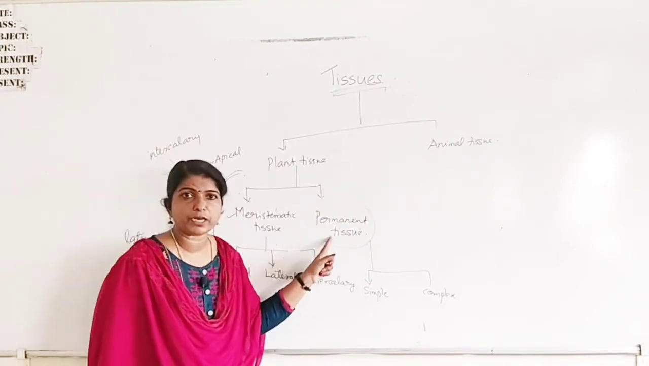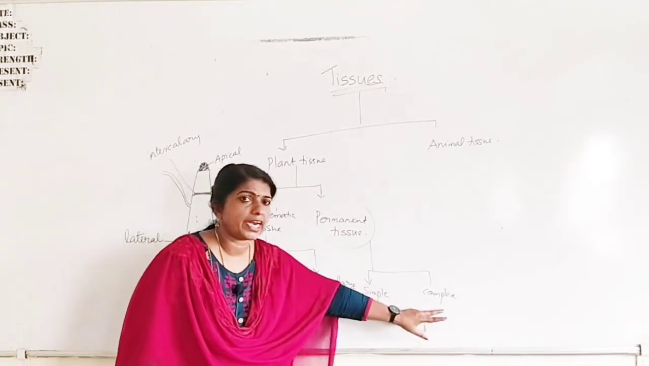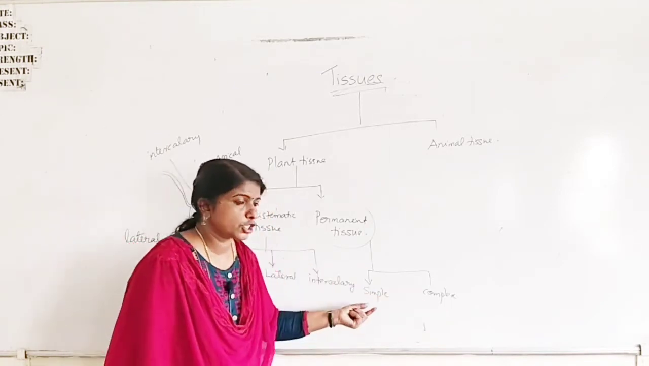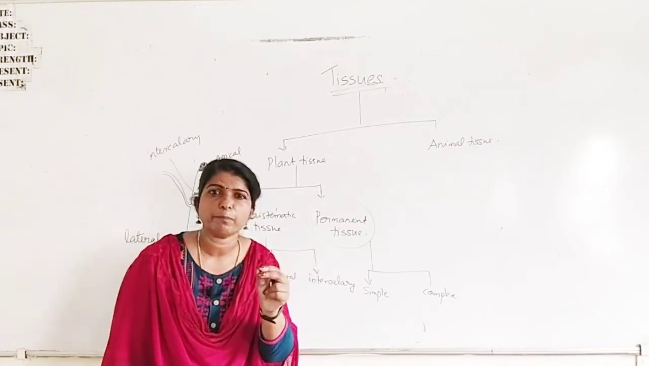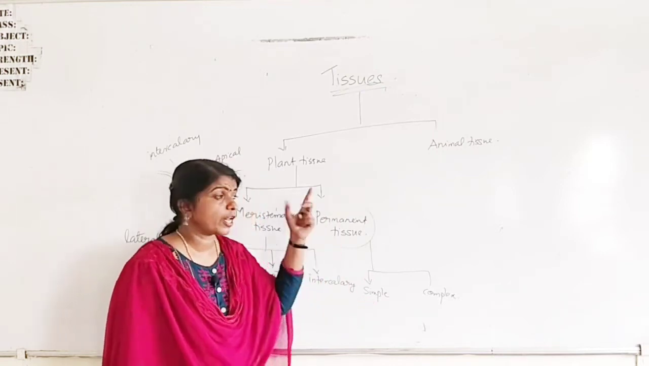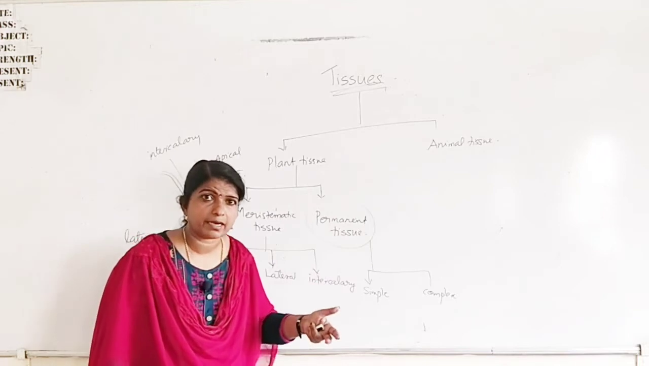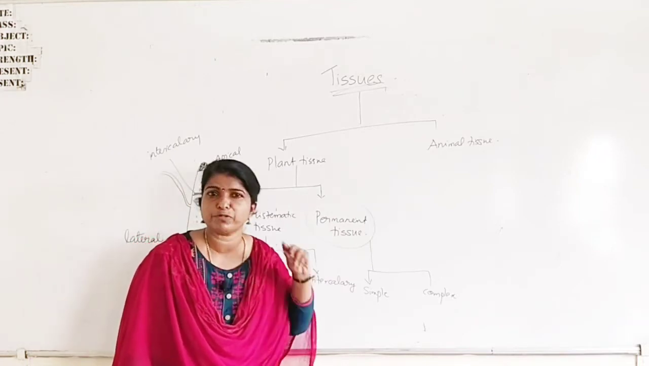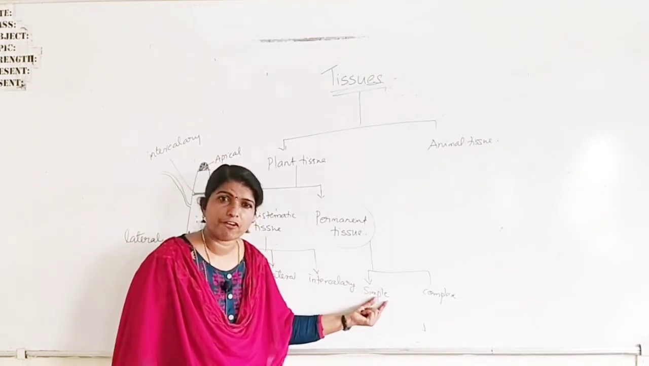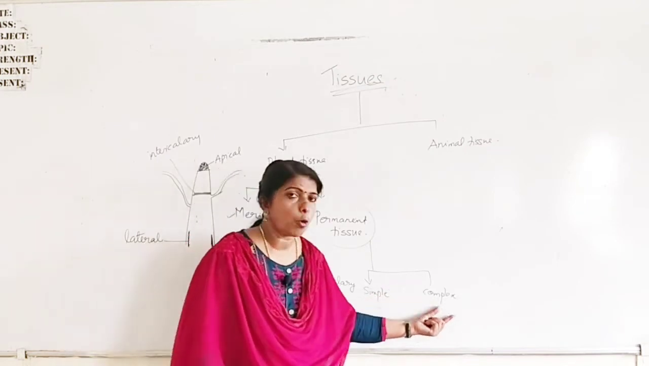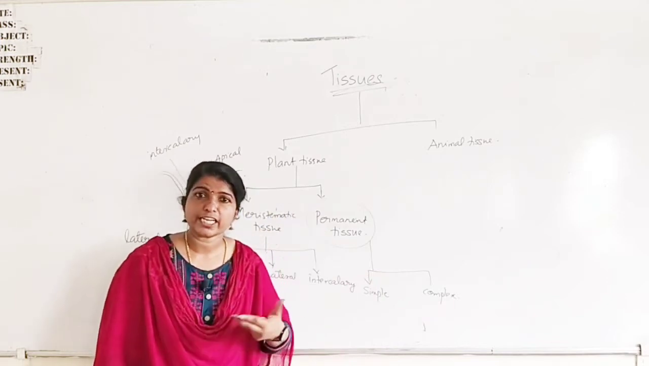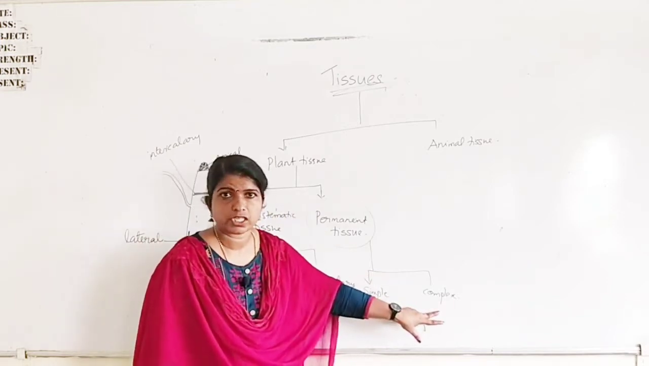Which are the two types of permanent tissue? Simple permanent tissue and complex permanent tissue. Simple permanent tissue means it consists of only one type of cells. Don't write only one cell. One cell we cannot call a tissue. Many cells are there, but all the cells are of the same type. That is simple permanent tissue. It consists of only one type of cells. Complex tissue means it consists of different types of cells. Varieties of cells are there in the complex tissue.